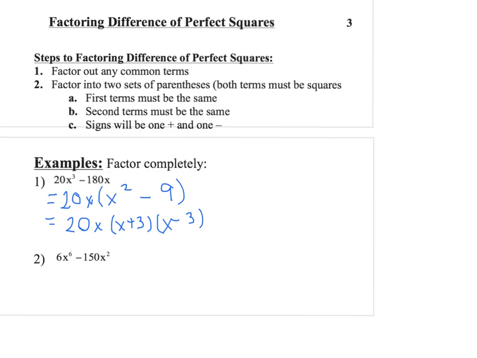So now I want to factor out any common terms out of 6x to the 6 minus 150x squared. I can take a 6 out, and I can take out 2 x's, so I'm going to take a 6x squared out. So I'm going to have left x to the fourth minus 25. X to the fourth is a perfect square, and 25 is a perfect square.